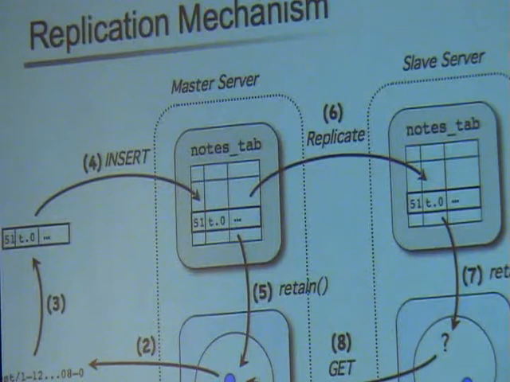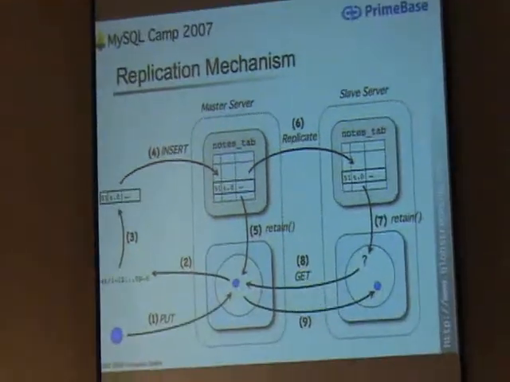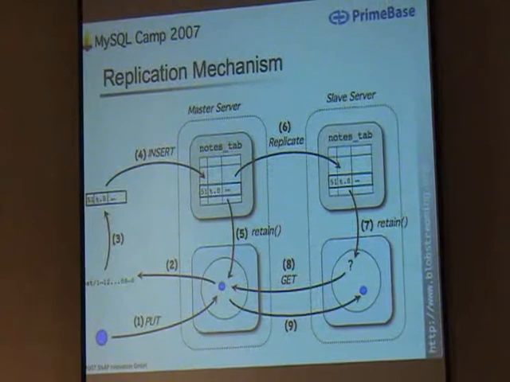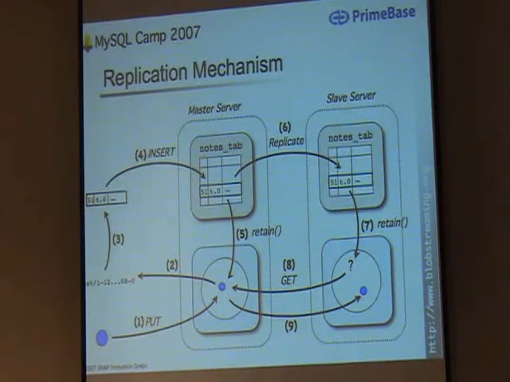And when it gets to the slave server, the slave engine calls the local blob repository saying retain, and that repository realizes it doesn't have the blob. That's the question mark there, step 7. But the reference tells it where to find the blob. So it takes that reference and does a get from the original engine and pulls the blob into its own repository.